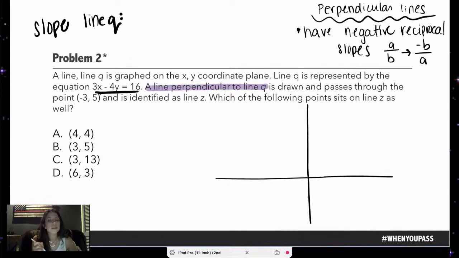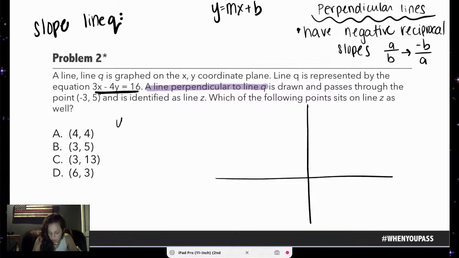So many people are tempted to say 3 because we think y equals mx plus b is our linear equation slope-intercept form. And we know that m is slope. So people automatically assume that anything next to the x is the slope. But this is not slope-intercept form. This is standard form. So I have to take my standard form equation and put it into slope-intercept form.